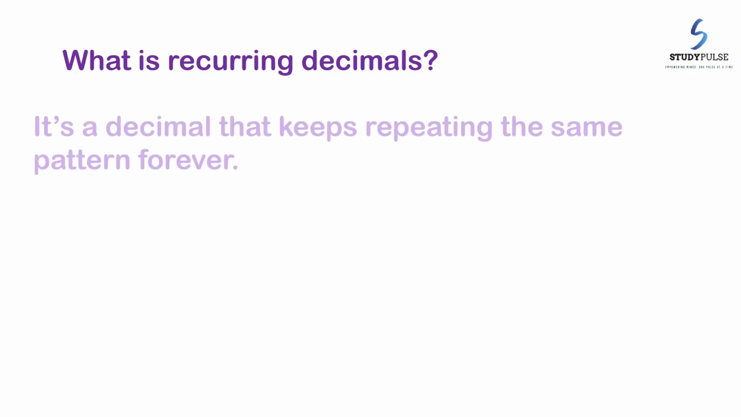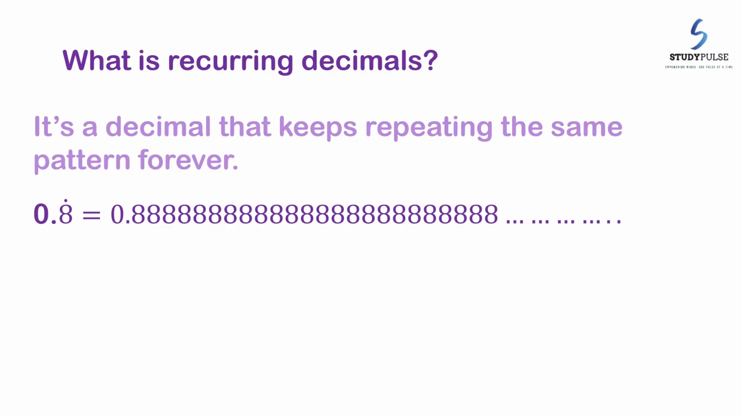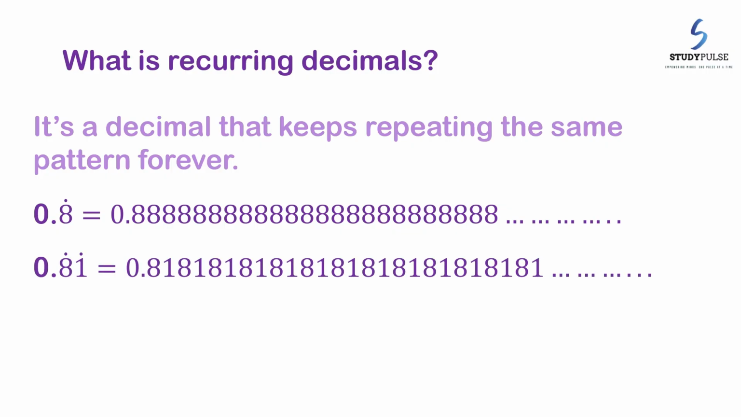What is a recurring decimal? A recurring decimal is a decimal where a digit or a group of digits keeps repeating forever. For example, we have 0.8 recurring. You will see a little dot on top of a number. That means that digit will keep repeating in that pattern forever. So we have 0.81 recurring. This would recur in the pattern of 0.818181 forever.